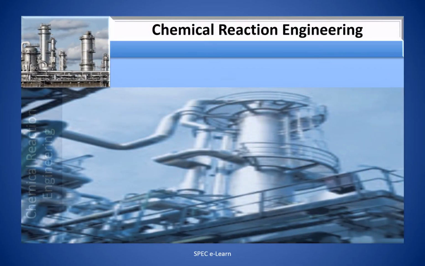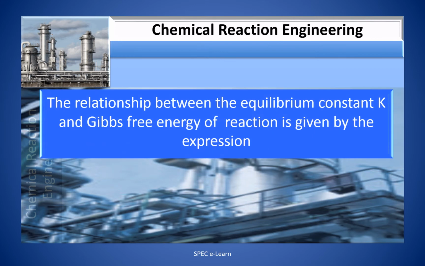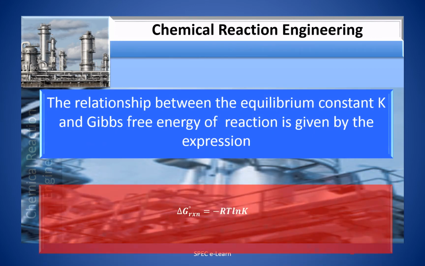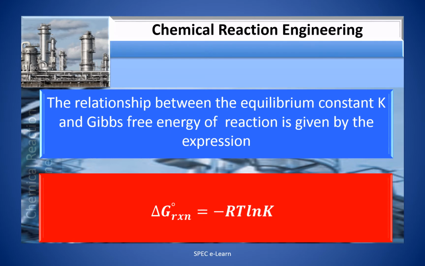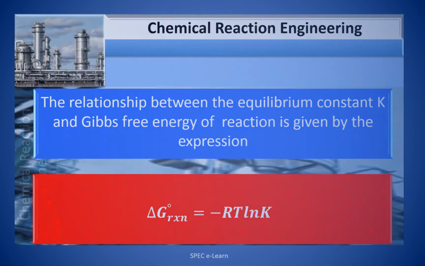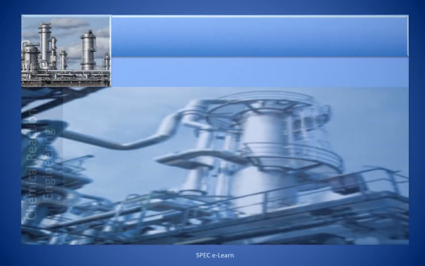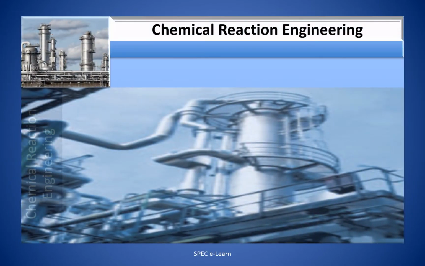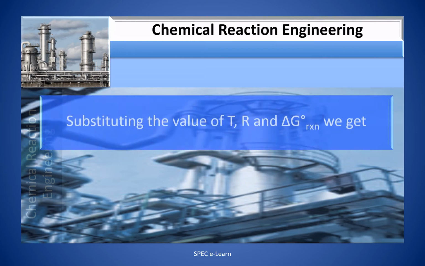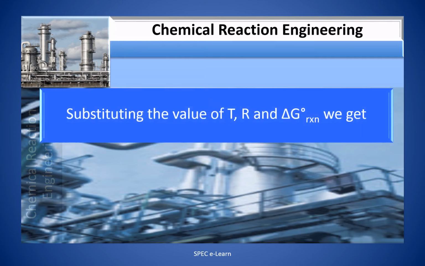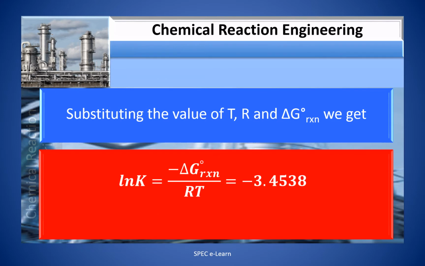The relationship between the equilibrium constant K and Gibbs free energy of reaction is given by the expression delta G reaction equals minus RT ln K. Substituting the values of T and R and delta G reaction, we get ln K equals minus 3.4538. So the K works out to 0.0316.